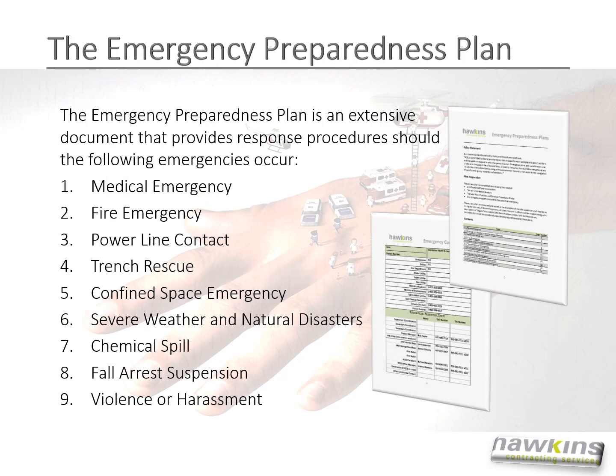The Emergency Preparedness Plan is an extensive document that provides response procedures should the following emergencies occur: medical emergency, fire emergency, power line contact, trench rescue, confined space emergency, severe weather and natural disasters, chemical spill, fall arrest suspension, and violence or harassment.